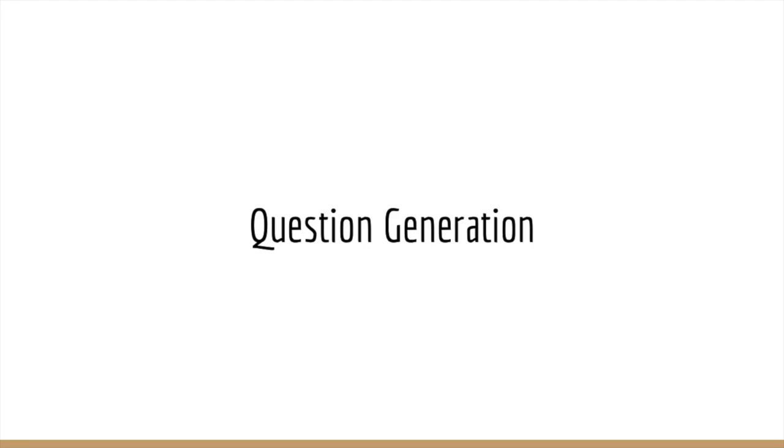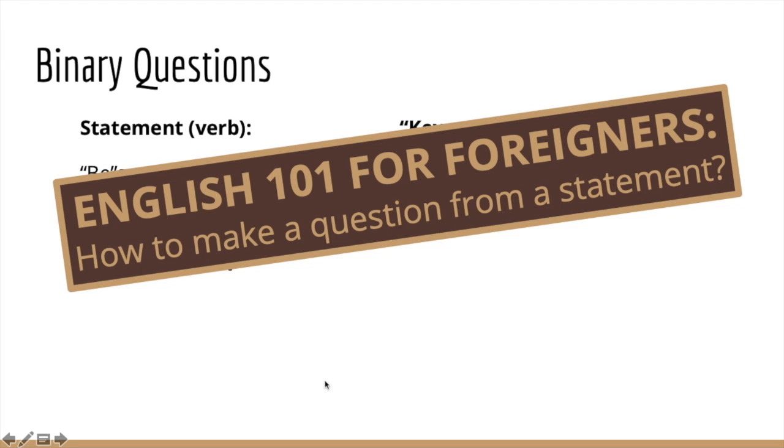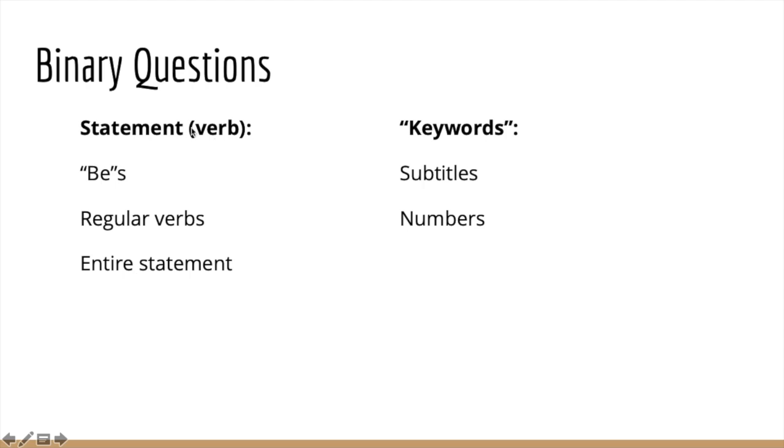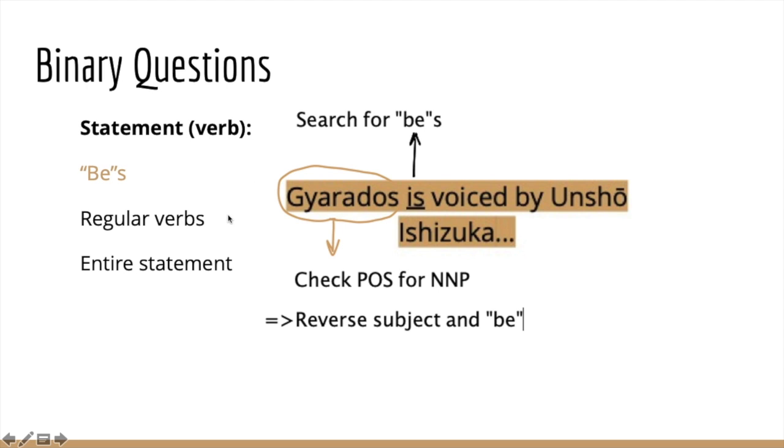Now, question generation. For foreigners who learn to ask questions in English, the first thing is always to learn to make a yes-no question from a statement. And the key to that is to focus on verbs. So we can search for be verbs from the sentences in a passage, and then check that the noun that precedes it is a proper noun. After that, we can simply reverse the subject and the be verb to form a question.